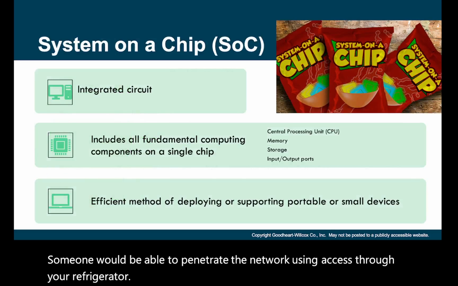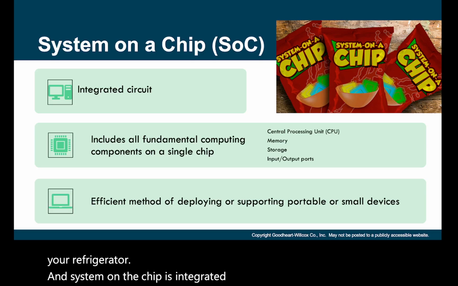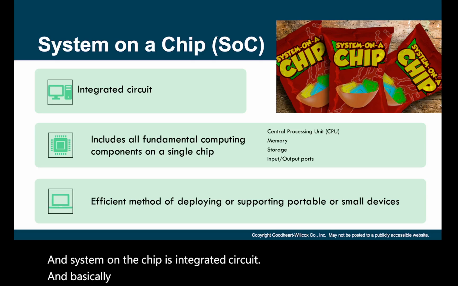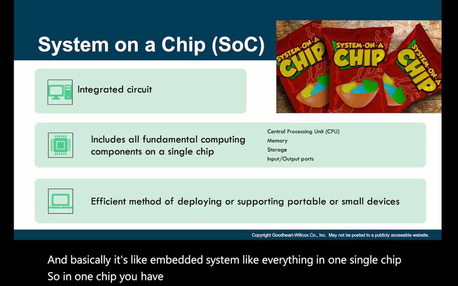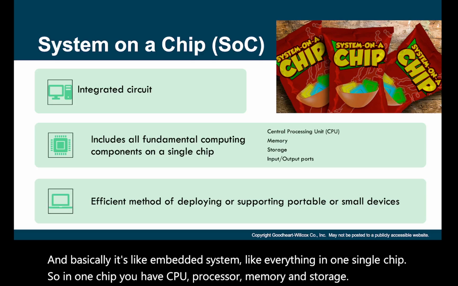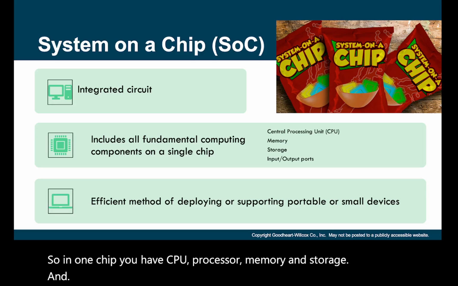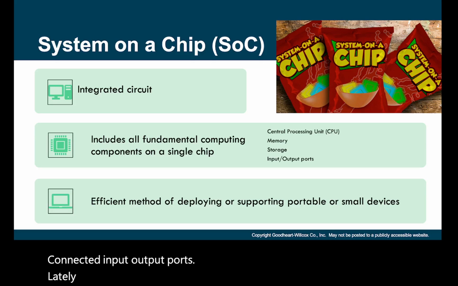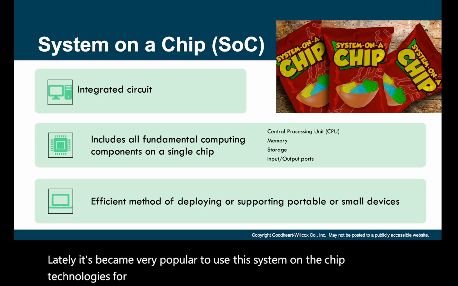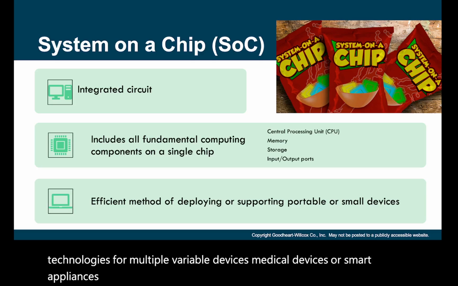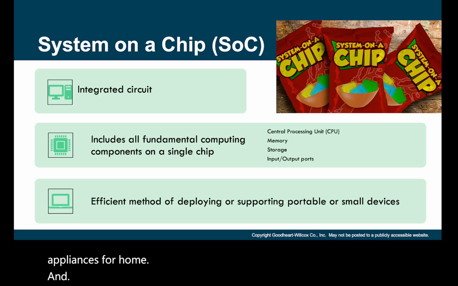And a system on a chip is an integrated circuit, basically like an embedded system, with everything in one single chip. In one chip you have the CPU, processor, memory, storage, and connected input-output ports. Lately, it has become very popular to use system on a chip technologies for multiple wearable devices, medical devices, or smart appliances for the home. And it's small, very portable, lightweight, and inexpensive to manufacture.